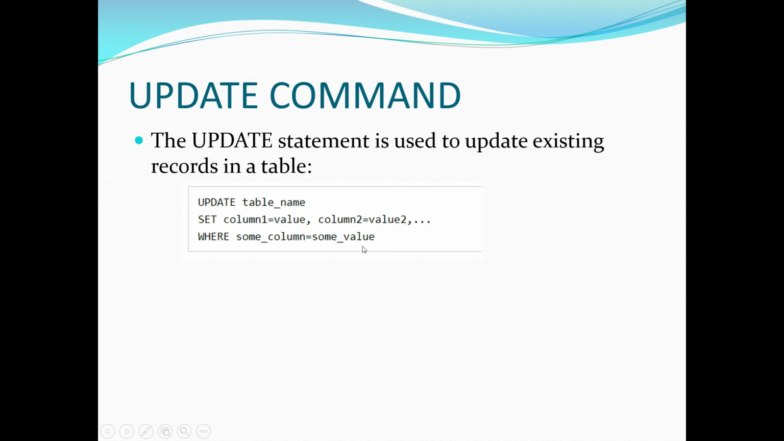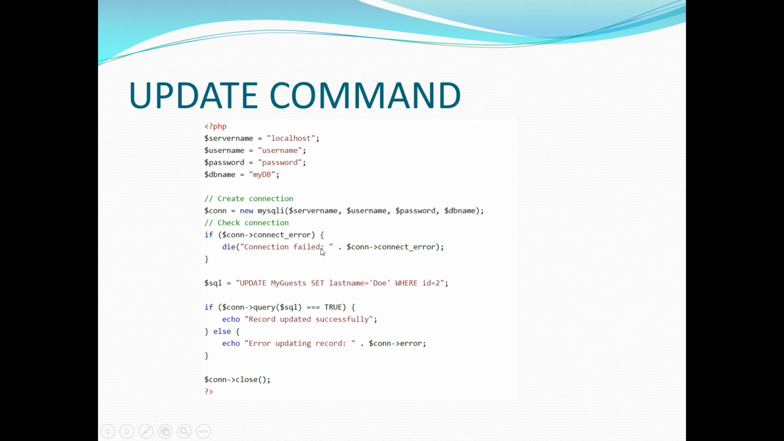For example, this is my PHP code. First, as I said before, I create a connection to my MySQL with my credentials. After that, inside the SQL variable, I write the update command: UPDATE table name MyGuests SET lastname to Doe WHERE id is equal to 2. So where id is equal to 2, it sets the column lastname to Doe. If id 2 occurs multiple times, it will set the last name to Doe in multiple rows. And if the query executes successfully, it shows the message that record updated successfully.